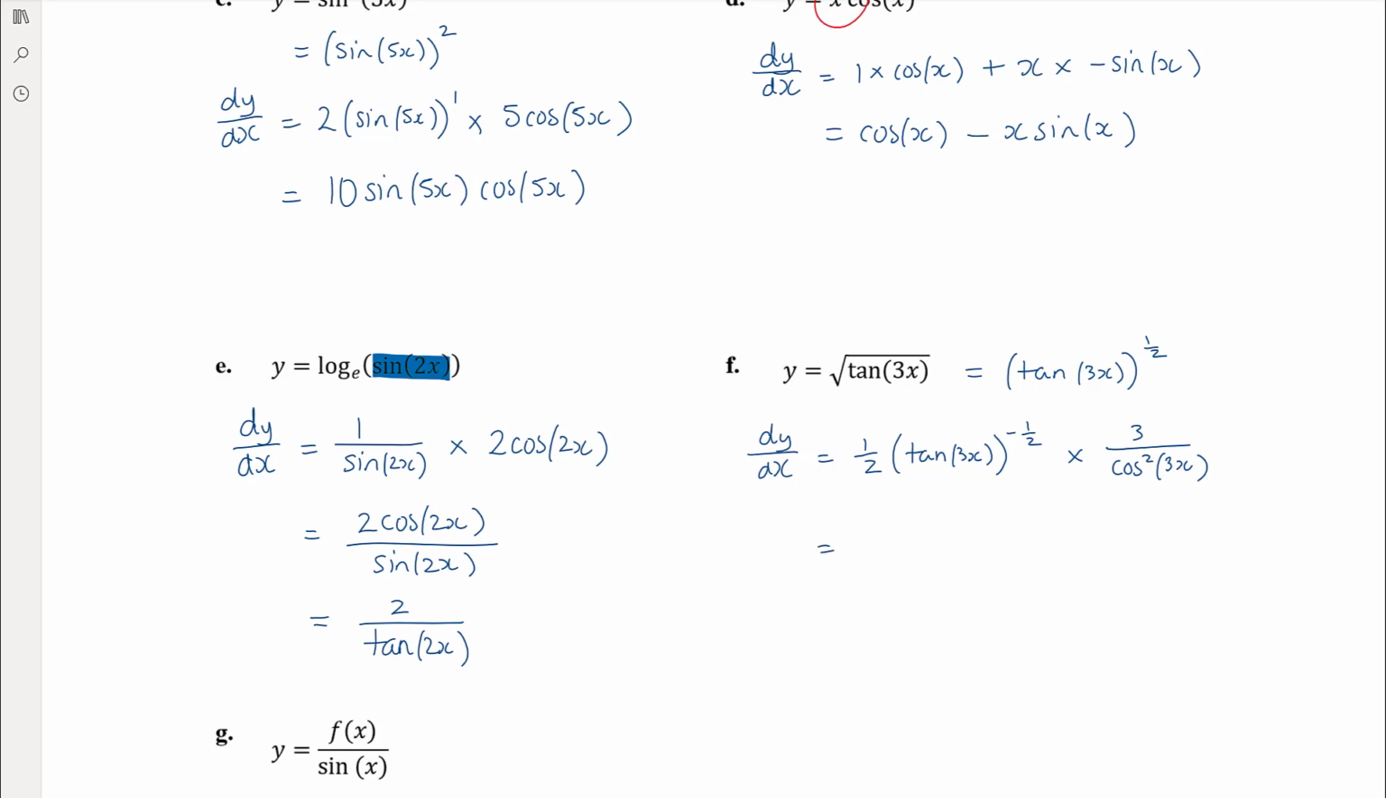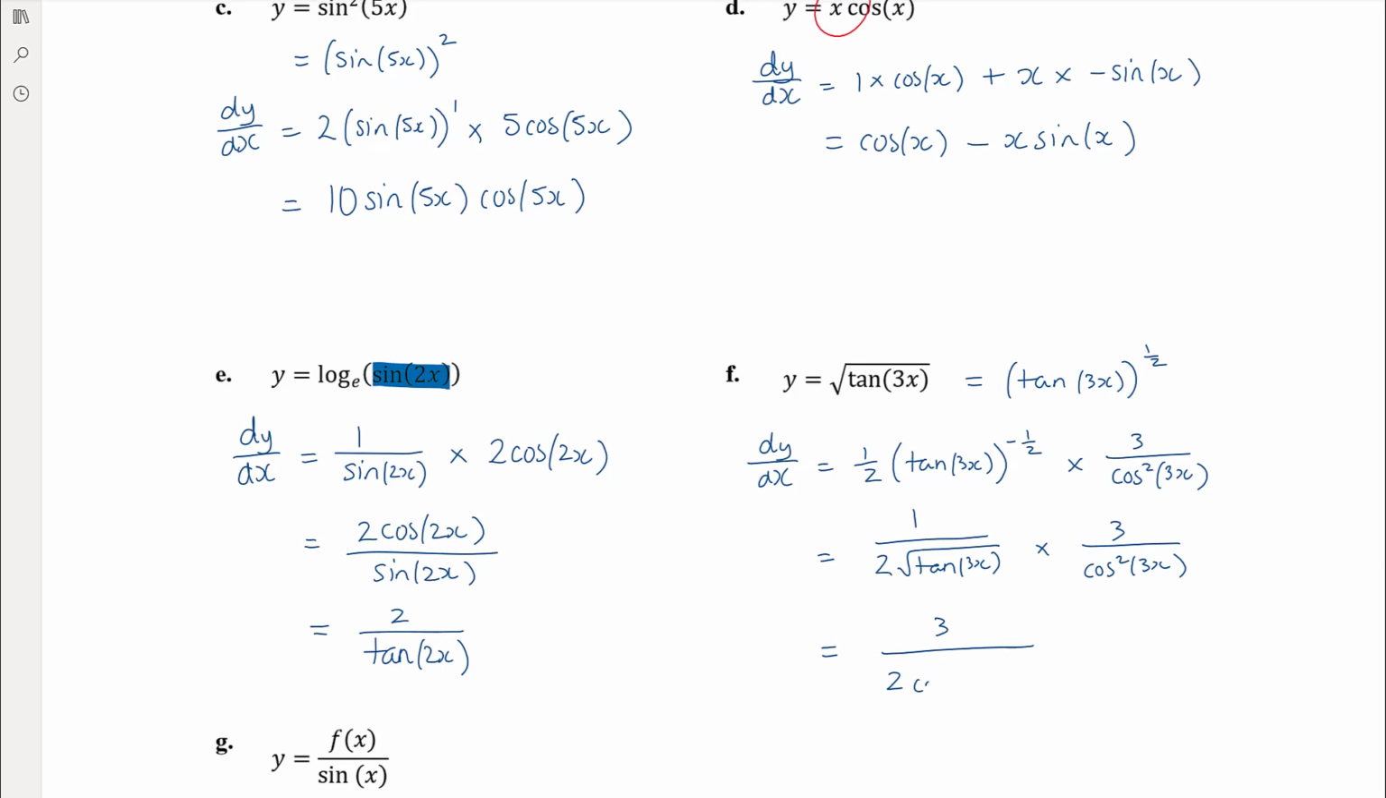Alright, let's think about what we've got happening here. So we've got negative half, so this bit here is 1 on 2 root tan 3x, multiplied by 3 on cos squared 3x. So 3 over 2 root, in fact I might write the cos squared first, just again to avoid any ambiguity about whether or not the cos squared is under the square root. Often best to write the square roots at the end. Sorry, that's tan of 3x.